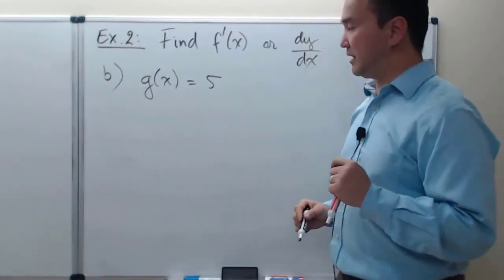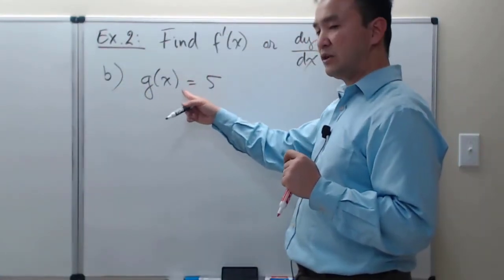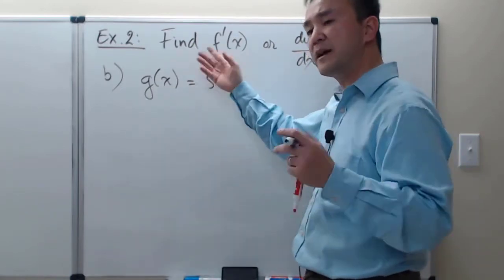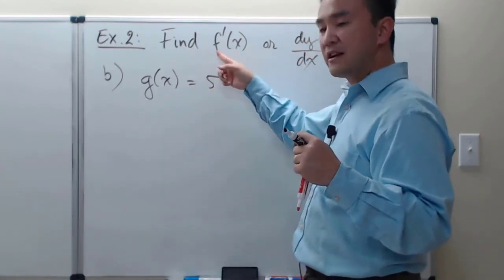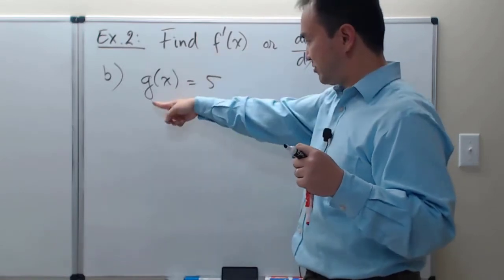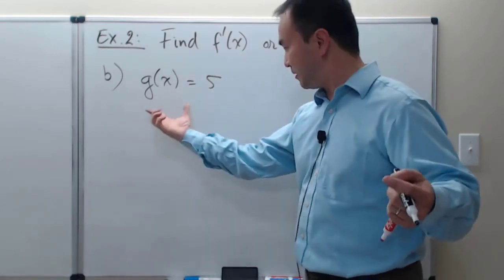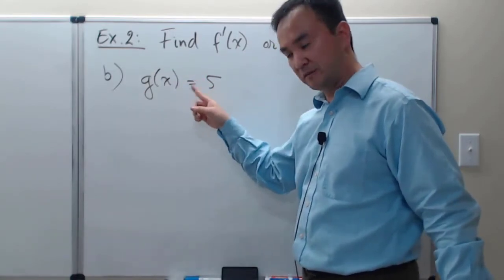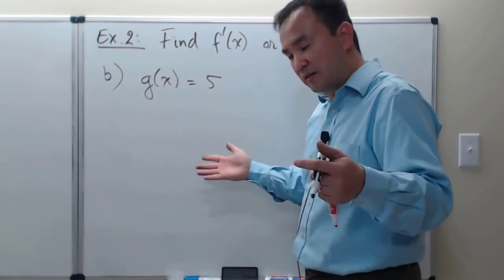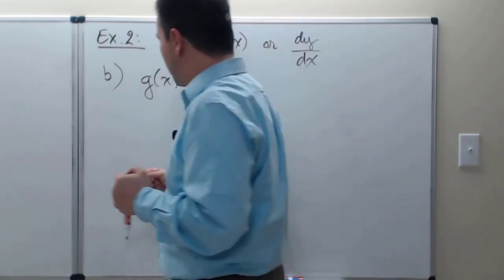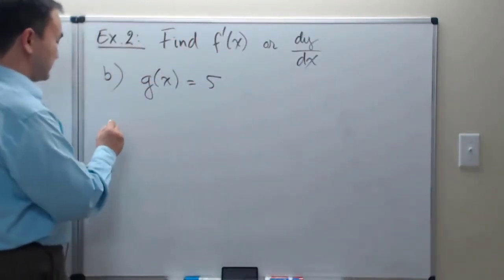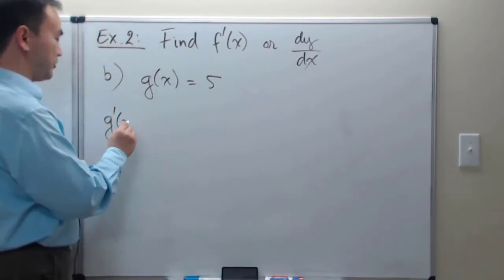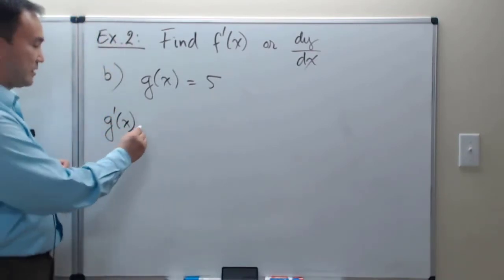Our function is g of x equals 5. The function name is no longer f. It's just a representative name, but when it's g, you're going to have to go with g prime. And by the way, your function is written in functional notation, not in the equation format yet. So now, of course, I'm going to write g prime. We're looking for g prime of x.